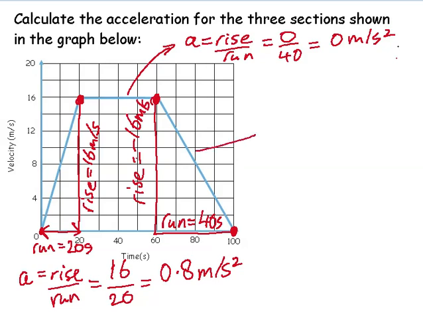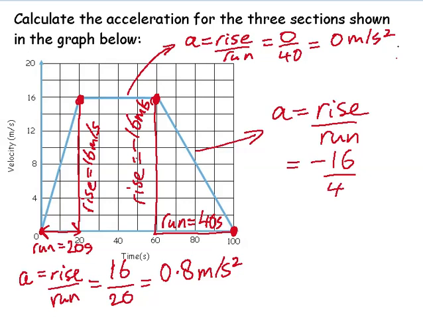So for the third section here, the acceleration is rise over run. Therefore, the acceleration is equal to minus 16 divided by 40, which gives us minus 0.4 meters per second squared. What the minus sign tells us is it's not really an acceleration at all, it is a deceleration.